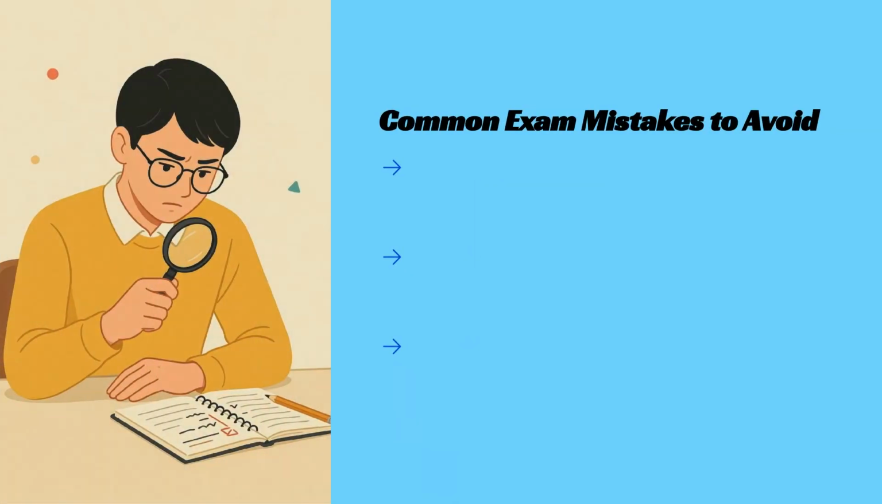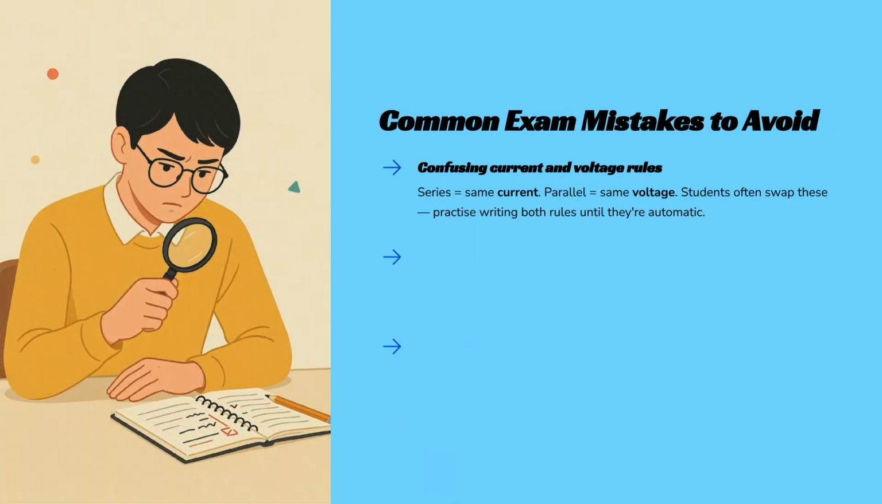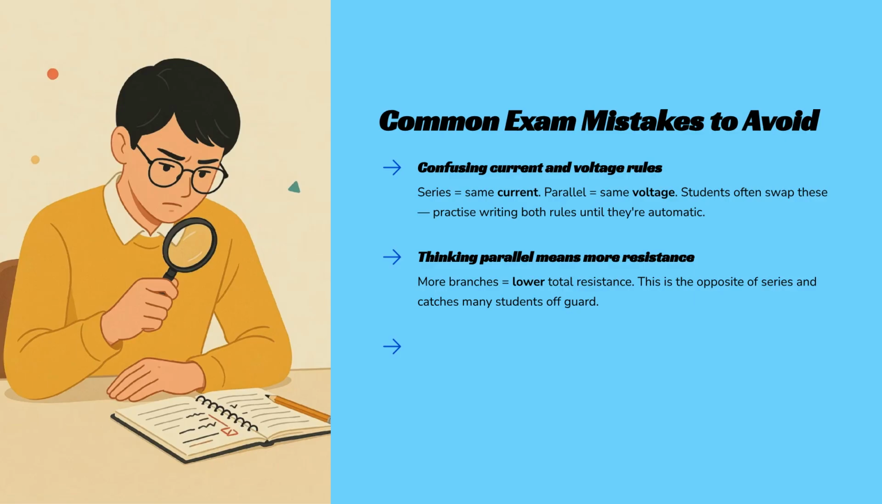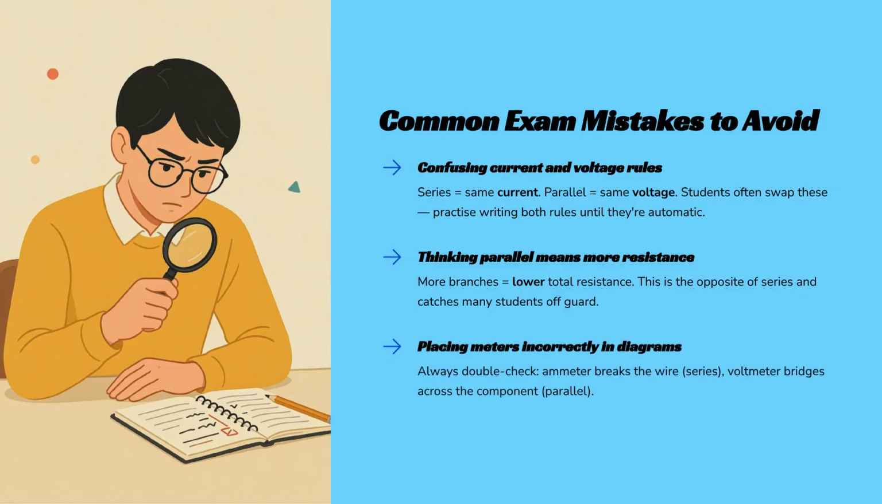Avoid these common exam traps. Do not confuse current and voltage rules. Be aware that adding branches in parallel actually reduces total resistance, and always verify your meter placement. Ammeter in series, voltmeter in parallel.